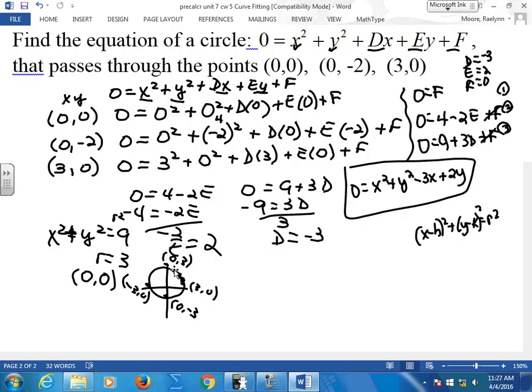And that's the end of that one. So now you know how to find an equation of a line when we give you 2 points, an equation of a parabola when we give you 3, and a circle when we give you 3 points.